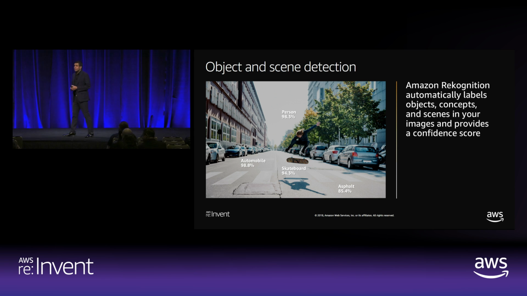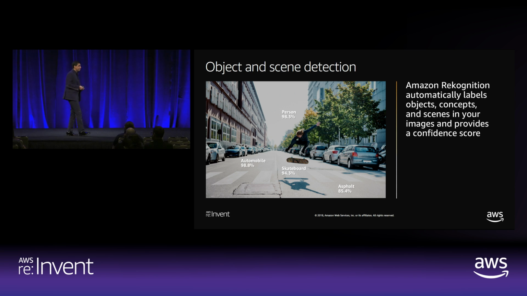Let's talk about the what's in an image. The what's in an image, from our perspective, manifests in a couple of ways. One is what we call object and scene detection. Here, given an image or a video, we are able to find that there is a person in this image, there is a car or automobile, there are skateboards, and there is road or asphalt in this image with fairly high accuracy.